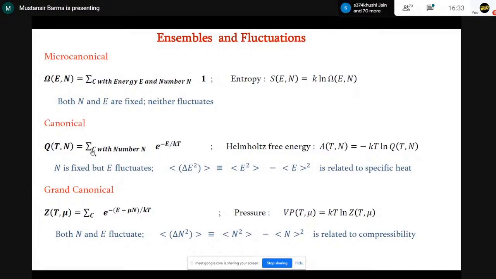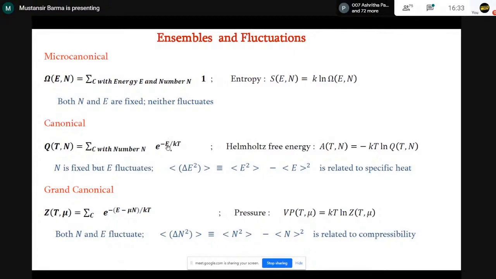Now, if I sum over all configurations in which the number N is still fixed, I'll get a quantity which you are probably familiar with. This is the partition function. And if I take the log of that, I will be able to derive the Helmholtz free energy. So remember, N is fixed, but the energy can fluctuate.